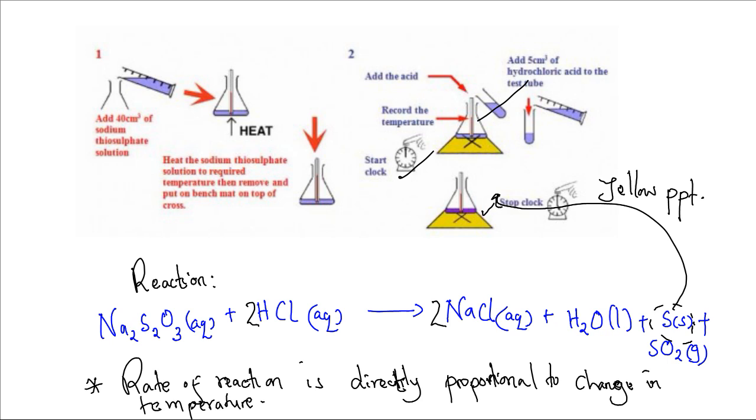Some of the possible sources of error during such kind of experiment may be that measuring the temperature of the solution may not be accurate. Measuring the exact time taken for the cross to disappear as well may not be that accurate. But indeed, this is the picture of how such kind of reaction would take place, and this is how we're going to have the formation of our yellow precipitate, which will eventually lead to the invisibility of the cross made on the white piece of paper.